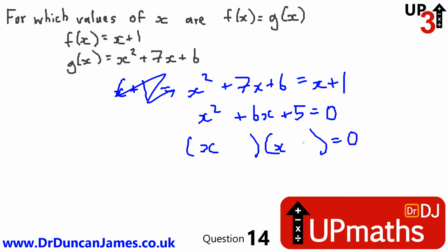x times x is x squared. How do I make 5? Well, 5 is a prime number, so there's only one way of doing it. So that means that x equals minus 1 or x equals minus 5. That's it.